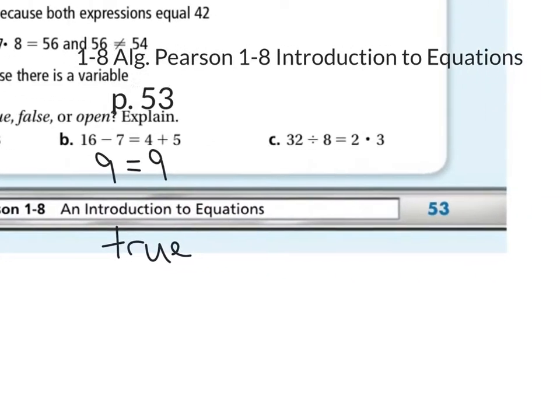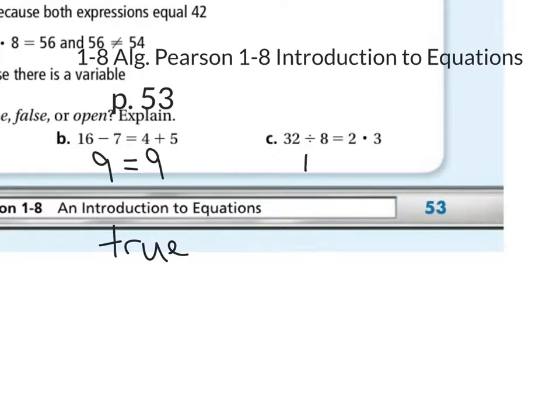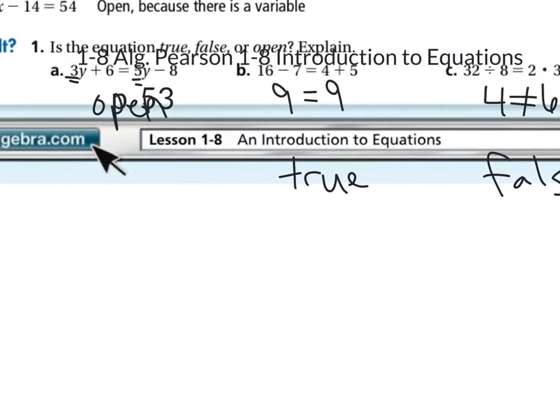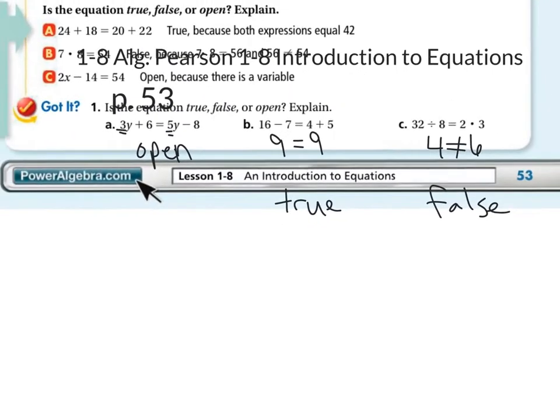And then part C, 32 divided by 8 is 4. 2 times 3 is 6. 4 is not equal to 6. That would be false. A couple more examples that I want to mention that are not in your book here.